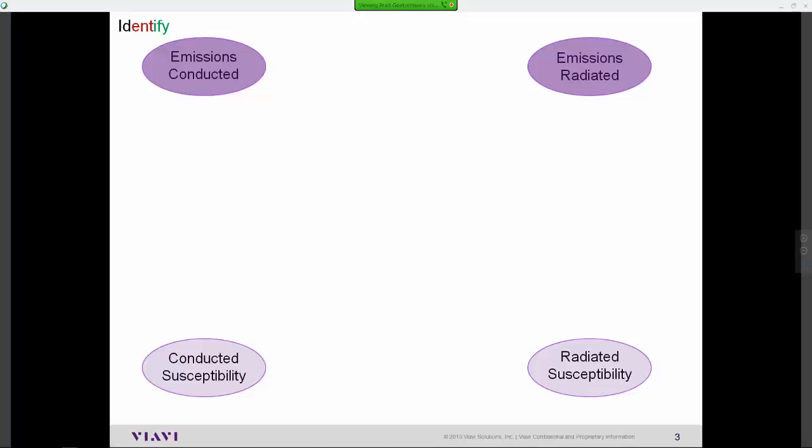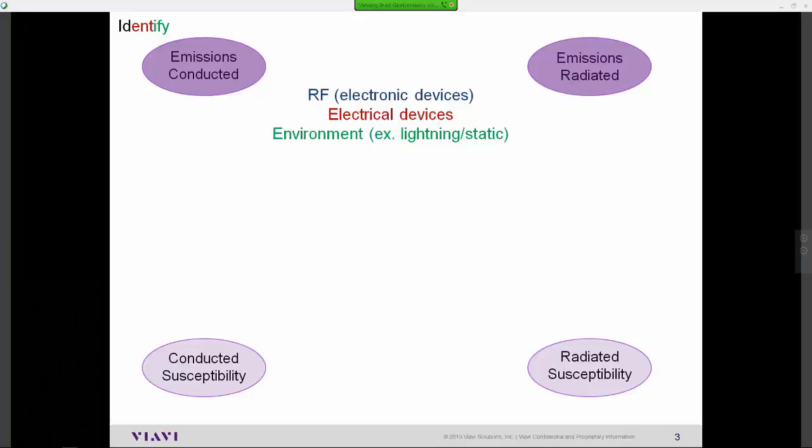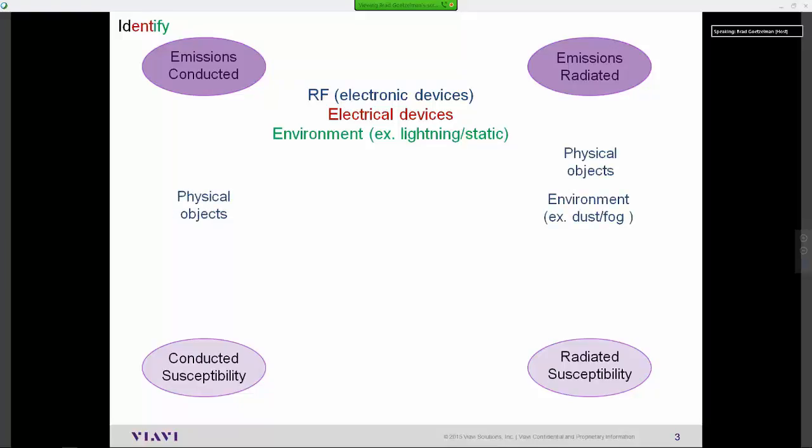But the bottom line, as far as identification, is that of all these different emitters, you can have RF electronic devices, power supplies, projectors, laptops. All of these things can actually emit interference. Electrical devices and the environment, for example lightning and static, can also interfere with the RF conditions. You can also have physical objects that can interfere with conducted information, or when you're over the air and part of radiated emissions and susceptibility, dust, fog, and a variety of items can interfere with the quality of signals.